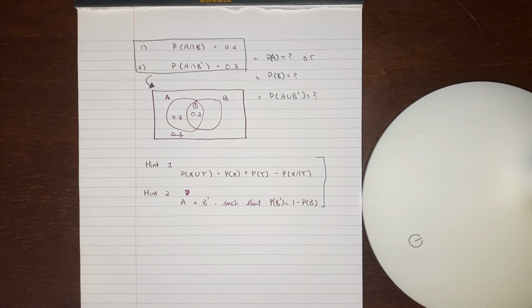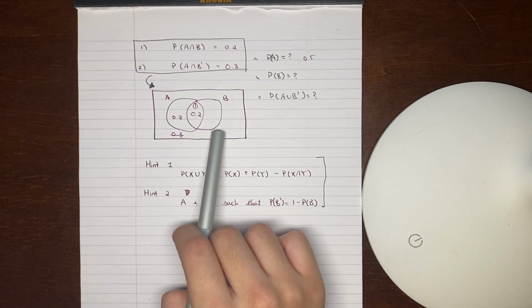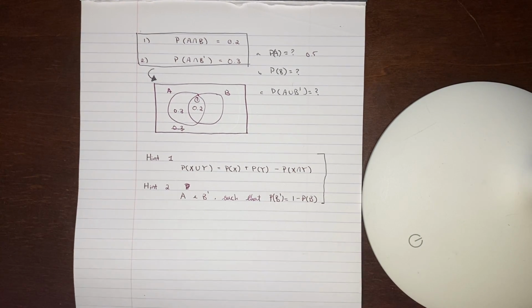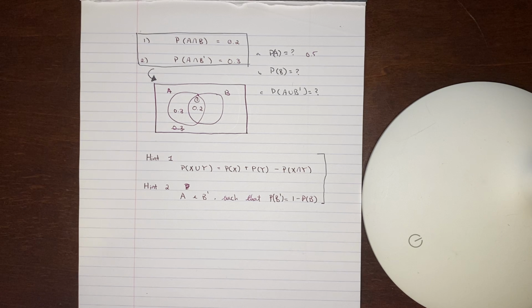So question one was, what is the value of P(A)? Well, very easily, it's just 0.3 plus 0.2, right? And you got 0.5. Now it says, what is the probability of B?